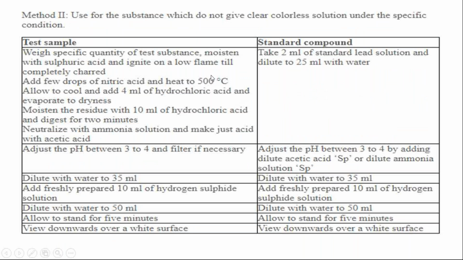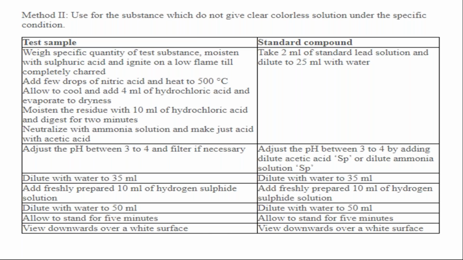Next is method 2. Method 2 is used for substances which do not give a clear colorless solution under specific conditions. Method 1 gave a clear solution. Method 2 will not give a clear colorless solution, and that is why you are going to follow this method. Now this method is a bit lengthy, so as I am reading it out, please have a look at it.